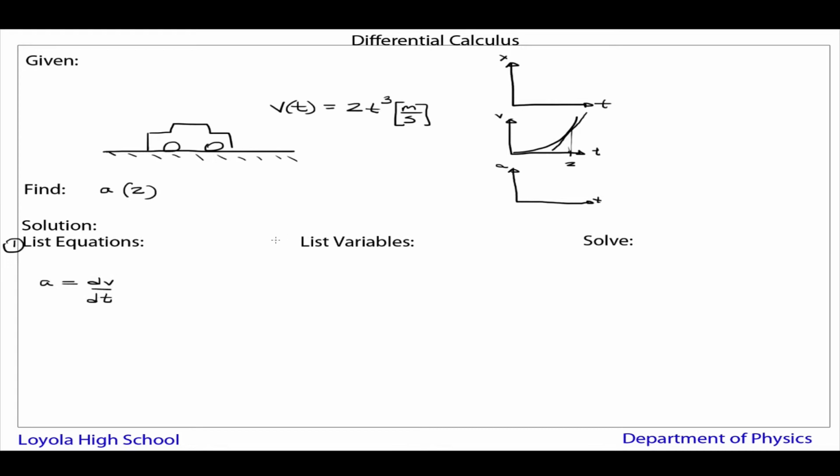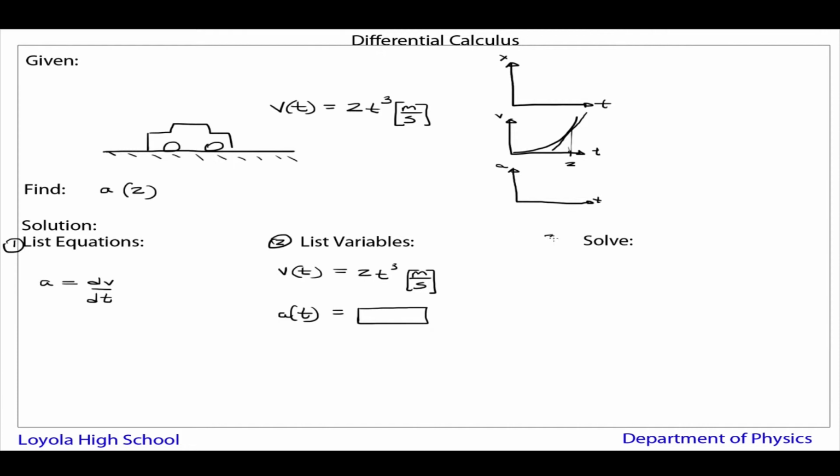Step two, the variables. So the variables we have are what? Velocity as a function of time we know. So that's 2t cubed meters per second. And the acceleration rate we do not know. So acceleration as a function of time is unknown, which we're trying to solve for.